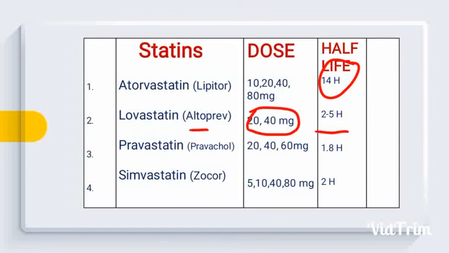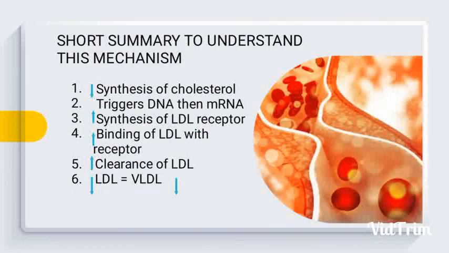Pravastatin is also known as Pravachol. The doses are 20, 40 and 60 mg, and the half-life of pravastatin is 1.8 hours. Simvastatin is also known as Zocor, the doses are 5, 10, 40 and 80 mg, and the half-life of simvastatin is 2 hours.